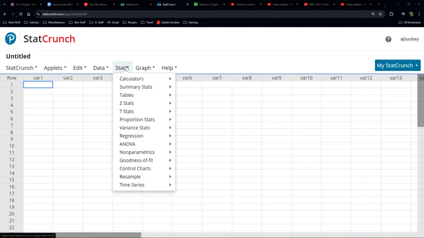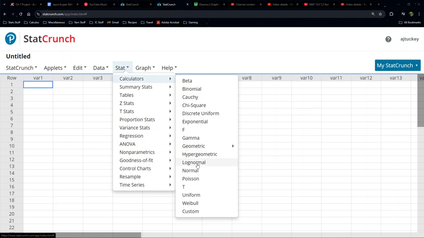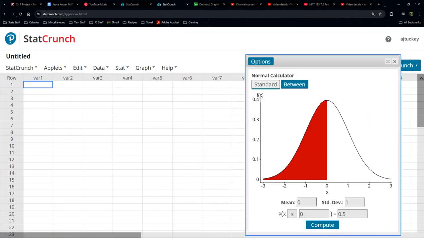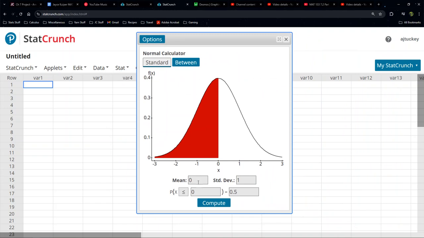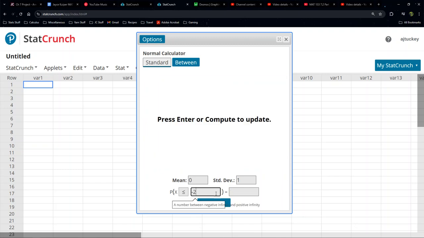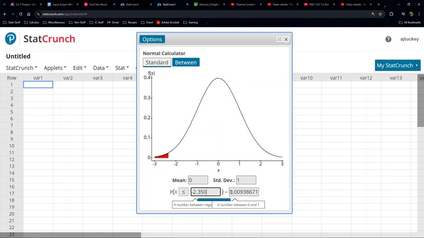Here it is. I'm going to go Stat, Calculators, Normal. Now, again, because this is a z-curve, the mean is 0, the standard deviation is 1. That's the standard normal curve. And I want a less than because it's a left tail over there. And I know the z-score is negative 2.350, so I'm going to put that in and say compute or press enter. And I get 0.0094.